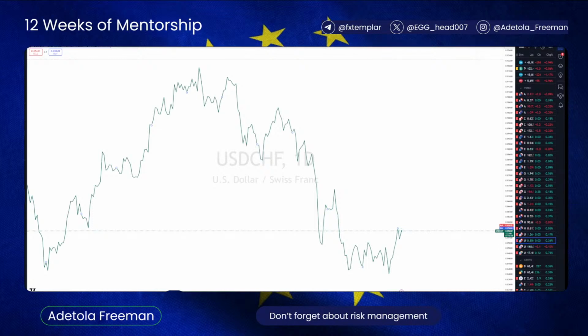So that's what the line chart shows you. It shows you the outcome of the general price action. So what do we do with that information? Let me show you.